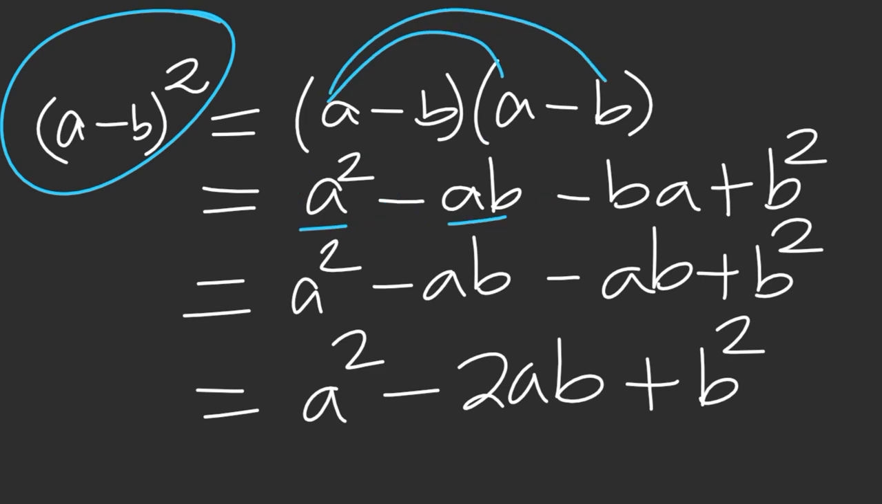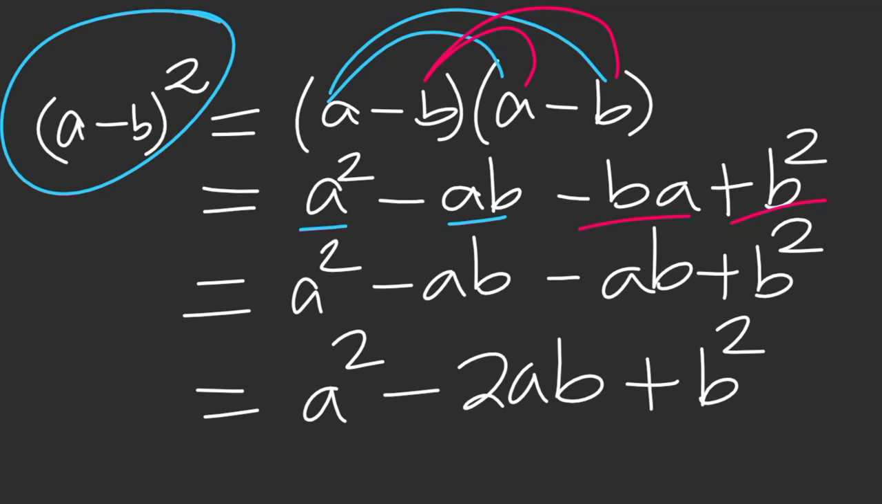After we are done with a multiplied with (a minus b), we need to multiply this minus b with a and minus b with minus b. So minus b with a gives us minus ba, and minus b with minus b gives us plus b square. And you probably remember that two negatives make a positive, and opposite signs give us a negative sign.